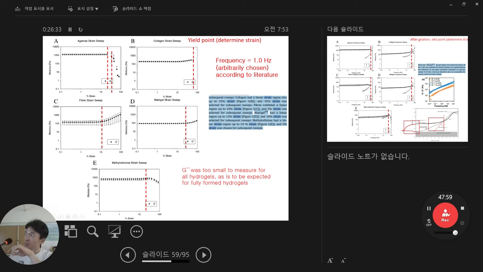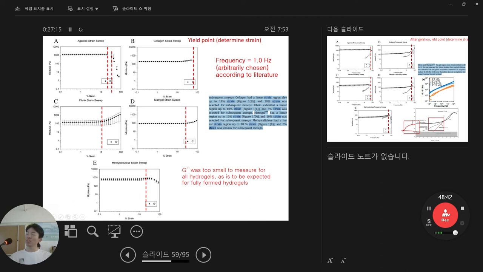And you can see that this is all G prime. Here, G double prime was too small to measure for all the hydrogels because they were already fully formed. But this is a very old-fashioned machine, so they didn't determine the G double prime. Nowadays, even with fully formed hydrogel, we can determine it. So maybe you can imagine this is some hydrogel. And then how should the G double prime appear? This or this?